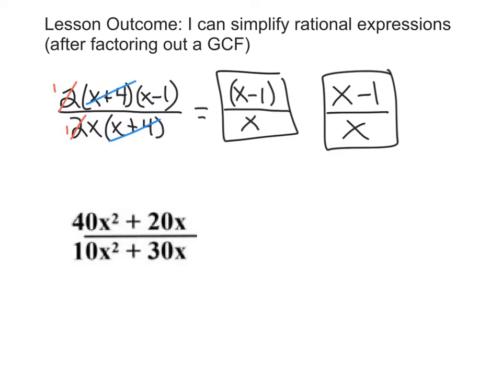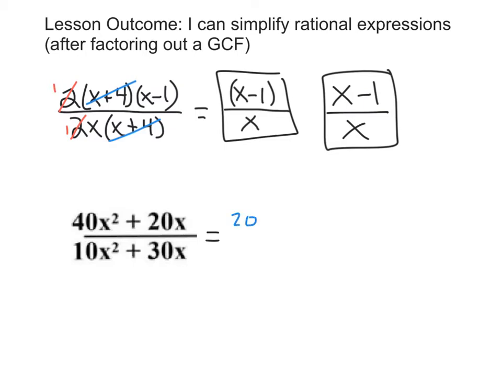So since we have 2 terms in the numerator and 2 terms in the denominator, and we don't have any common factors in the top and bottom, we cannot do any canceling. But if we first factor out the GCF of the top and the bottom, the numerator and the denominator, we will be ready to go. So in the numerator, we have a 40 as a coefficient and a 20 as a coefficient. The greatest common factor between 40 and 20 is 20. They both are divisible by 20.